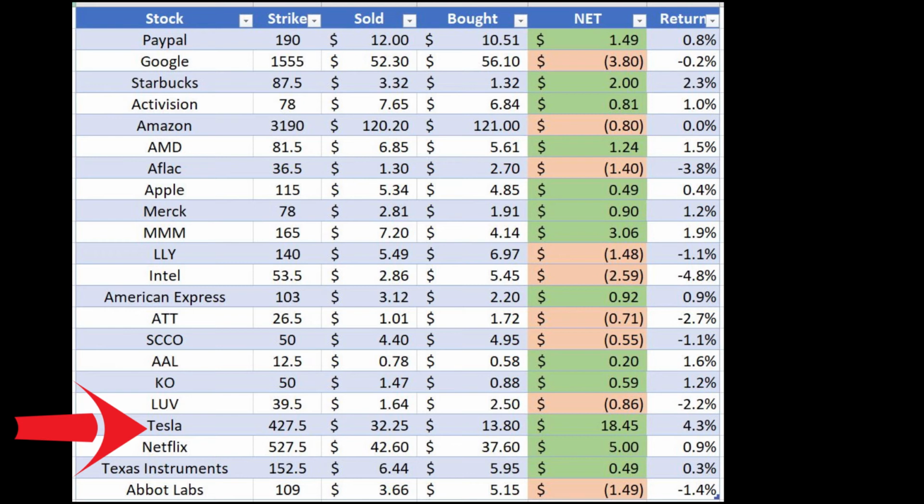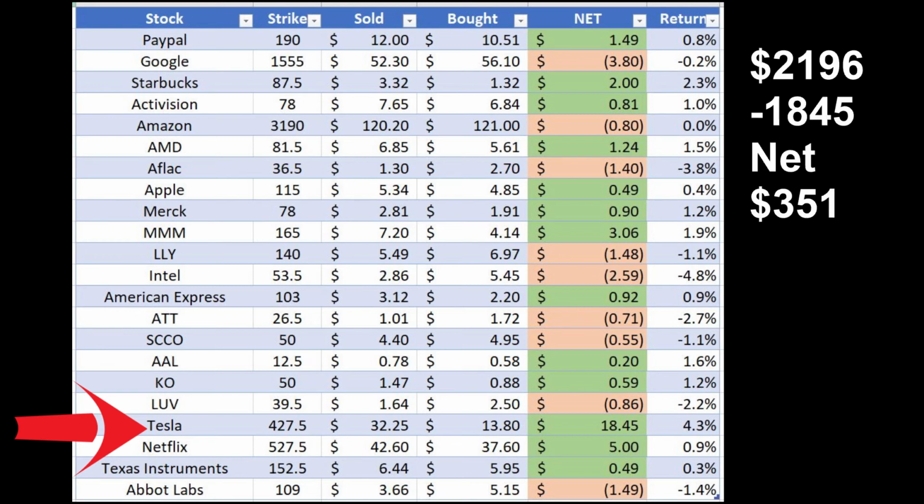Now, if we imagine we didn't make that Tesla trade, then our net gain, we'd only make $351 out of these 21 trades. So we'd have 12 winners and 9 losers, and we'd only make $351. Now, I know it's a smaller sample size, and Tasty Trade can do earnings trades on thousands of earnings plays over the course of a decade.